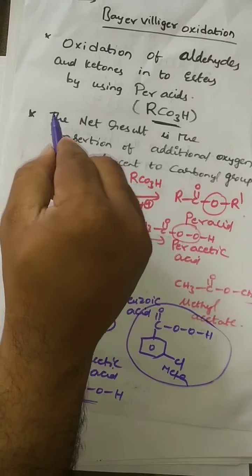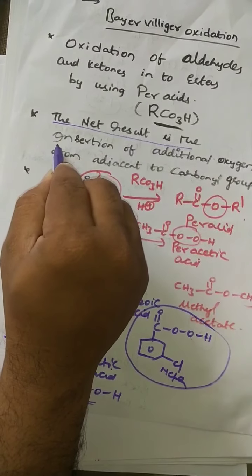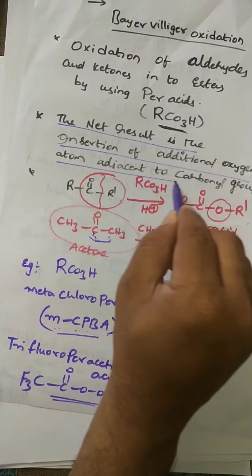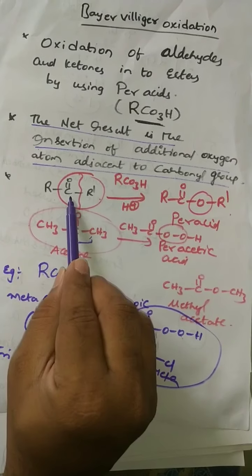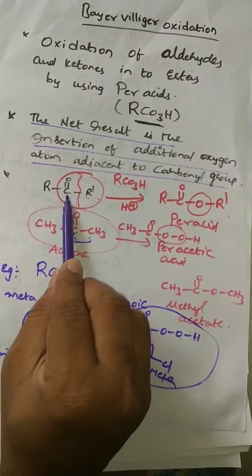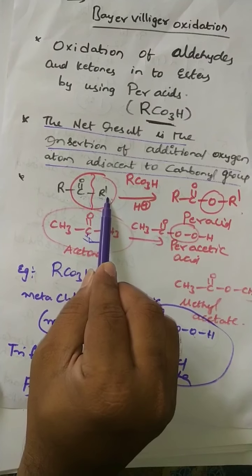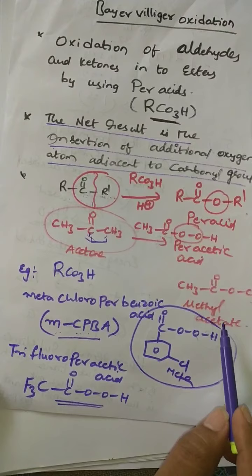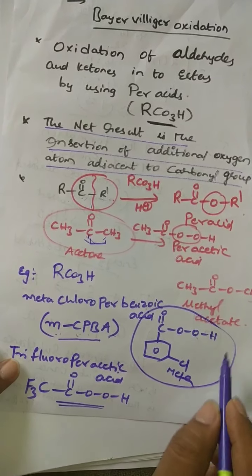Generally, what happens during the mechanism? The net result is the insertion of an additional oxygen atom adjacent to the carbonyl group. So an extra oxygen atom has been inserted between the carbonyl carbon and the alkyl group. So this is called Baeyer-Villiger oxidation.